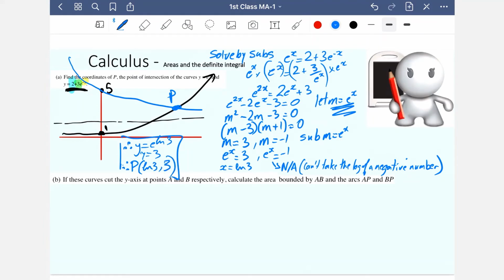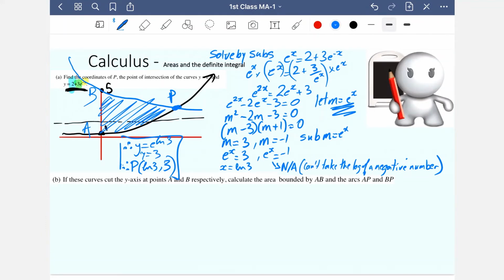Now that's a nice long solution over here, and it's involving lots of previous topics. All right, now if these curves cut the y-axis at points A and B respectively, calculate the area bounded by AB and the arcs AP and BP. All right, so we want this whole area over here.